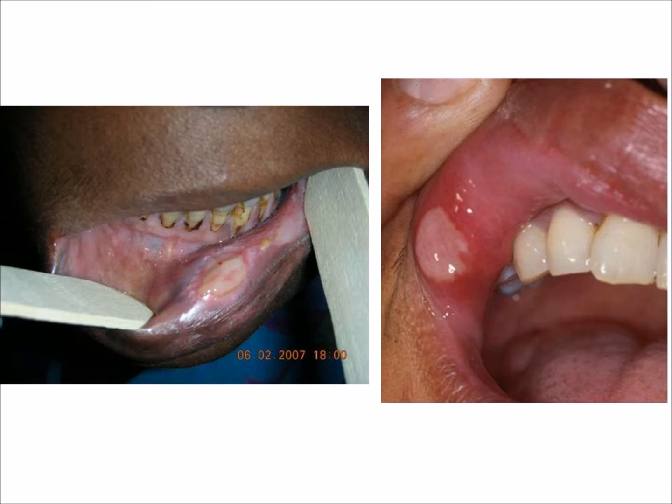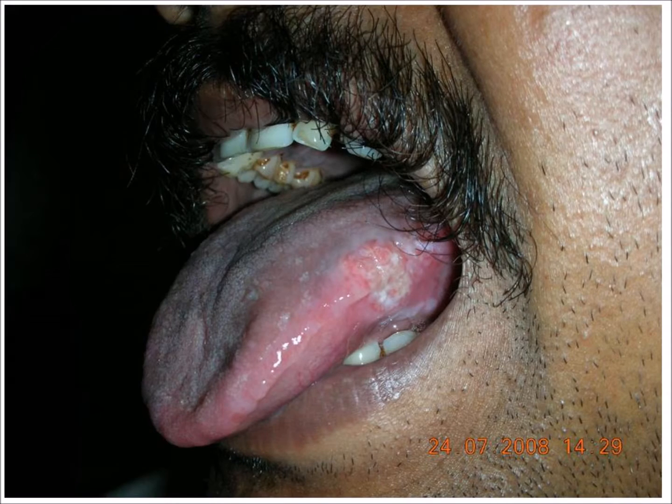Again, a cauliflower-like growth in the soft palate, a typical soft palate or oropharyngeal cancer. Here is a picture where recurrence has happened after previous surgery in the remaining bone, and you can see a whitish abnormal looking area which cannot be ignored.